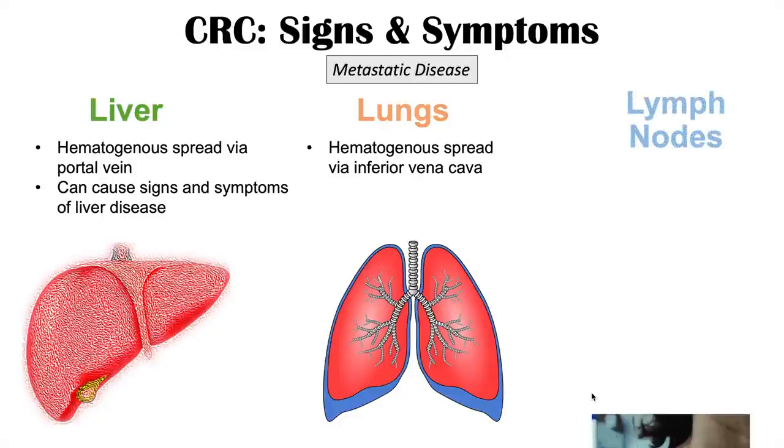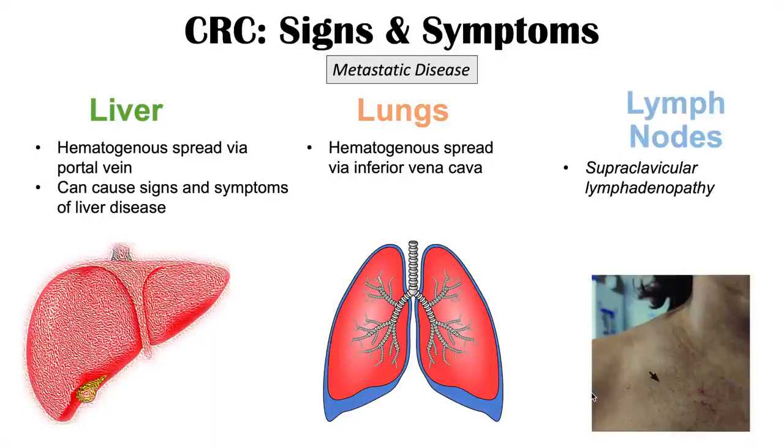And then the lymph nodes can also be impacted as well. So there can be supraclavicular lymphadenopathy. So above the clavicles, there's a lymph node. If that is swollen and palpable, this can be a sign of metastatic disease from colon cancer. This is going to be due to the fact that the colon cancer is spreading through the lymphatic system. So these are some of the more common sites of metastatic spread. And with each of these, there may be other particular signs and symptoms. So it's important to think about those as well.